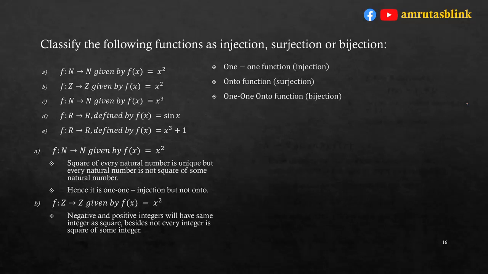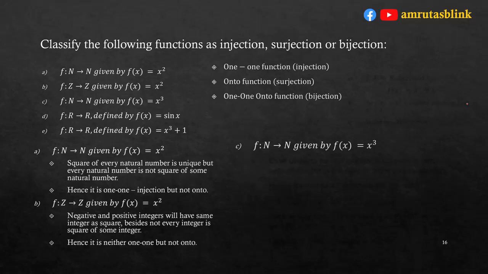Hence, this function cannot be an onto function, and it cannot be a 1-1 function either, because negative and positive integers will have the same integer as their square. Besides, not every integer is the square of some integer. Hence, this function is neither 1-1 nor onto.